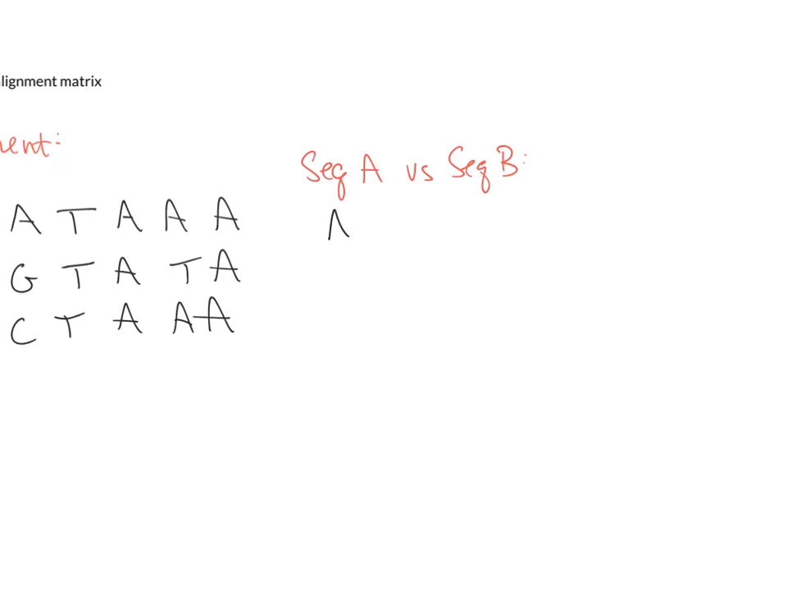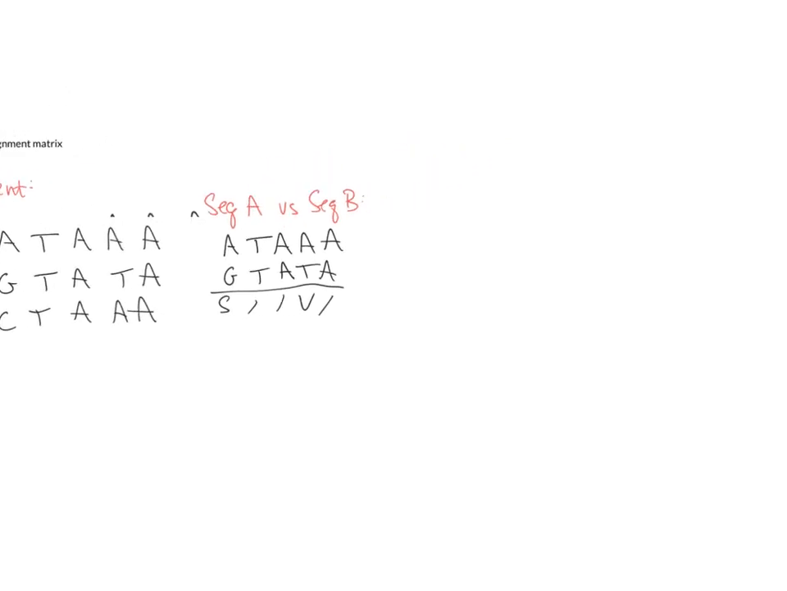Here's A, which is A, T, A, A, A. Here is B, which is G, T, A, T, A. If we align these, we're first going to get a transition. So I'm going to write S for transition. Then these ones are the same. Then we have a transversion here, and this one's the same. On board?